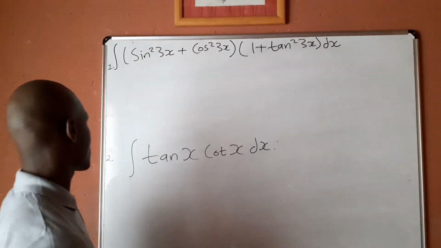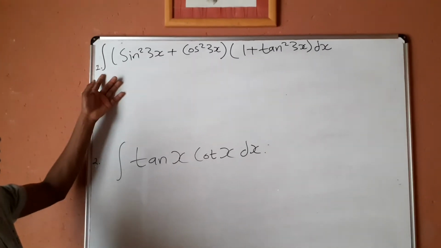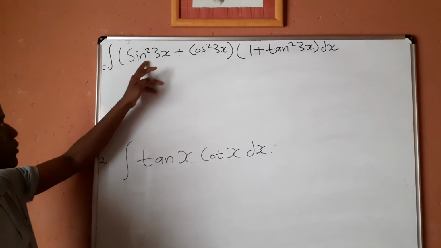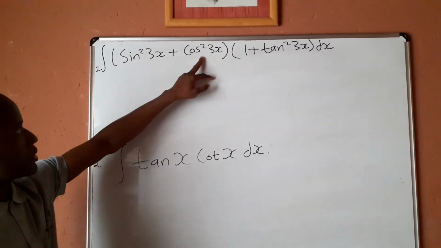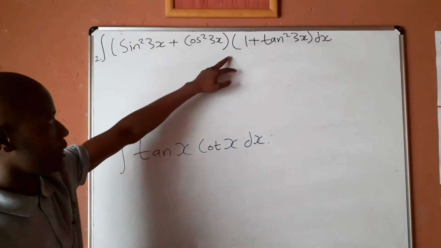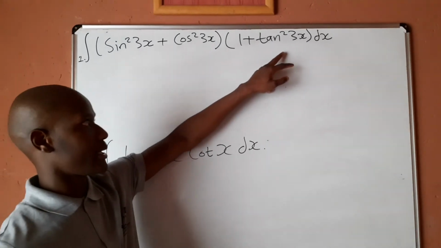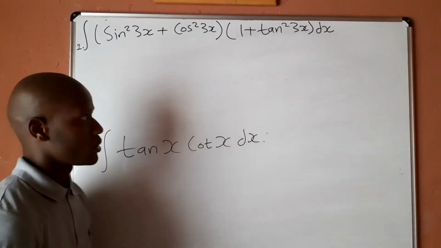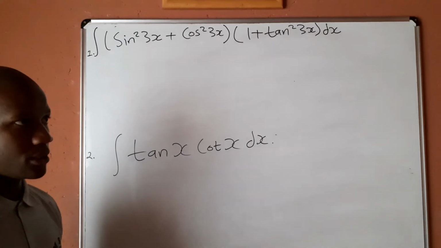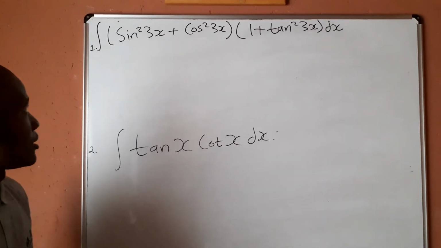So guys, now let's integrate this question. Integrate sine squared 3x plus cos squared 3x multiplied by 1 plus tan squared 3x dx. So remember guys, we have to know trig identities.